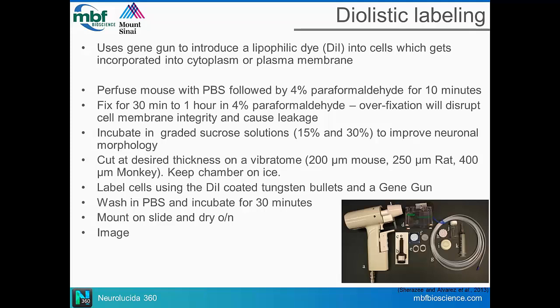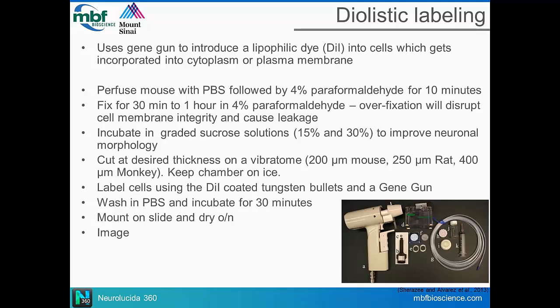So finally, the last way we can think about loading cells is using diolistics. When I started my postdoc, I started trying to optimize this technique in the lab, and it was a little tricky, I have to admit. This uses the gene gun, the Bio-Rad gene gun, to introduce lipophilic dye into cells, which gets incorporated into the cytoplasm and plasma membrane. The gene gun was originally used to do transfection of DNA in culture, and it's just been adjusted to do this. Again, it's really dependent on the perfusion and the fixation time, in particular the fixation time here.